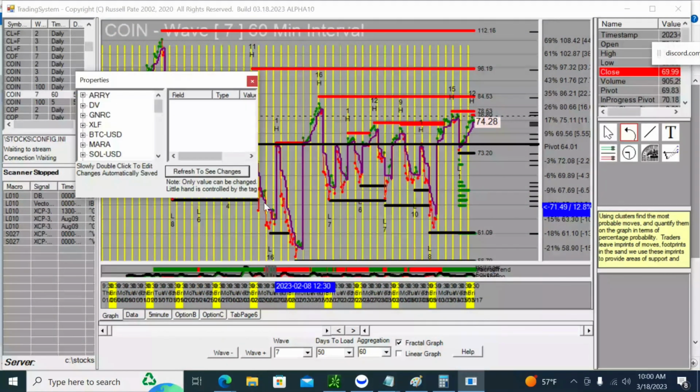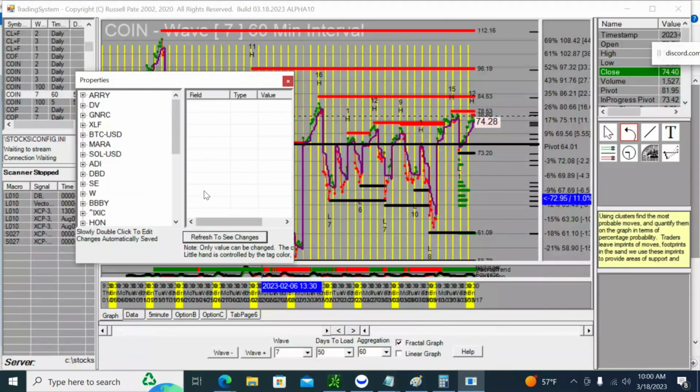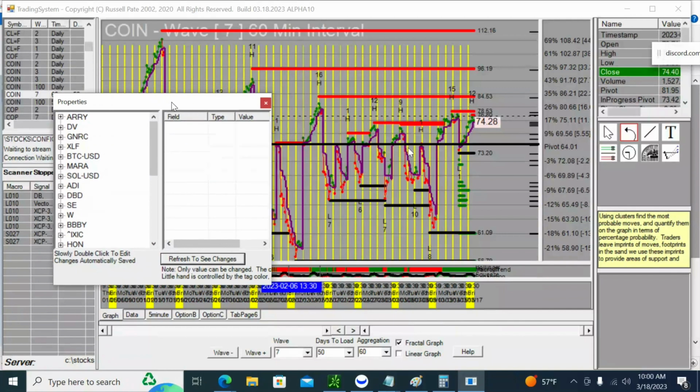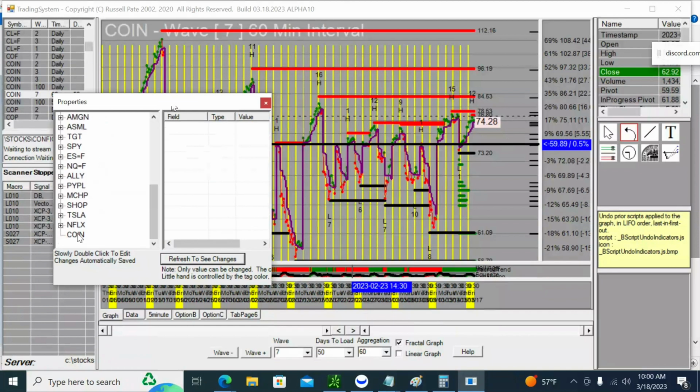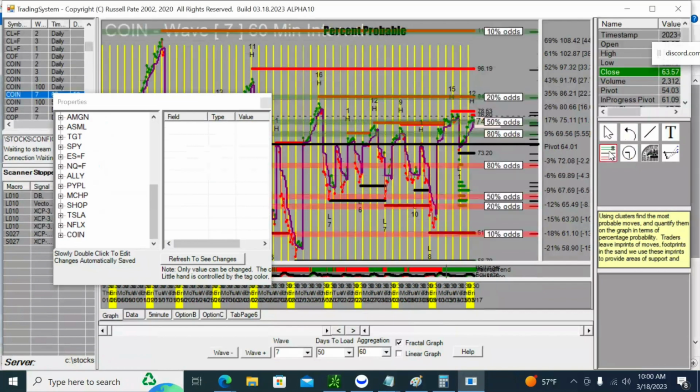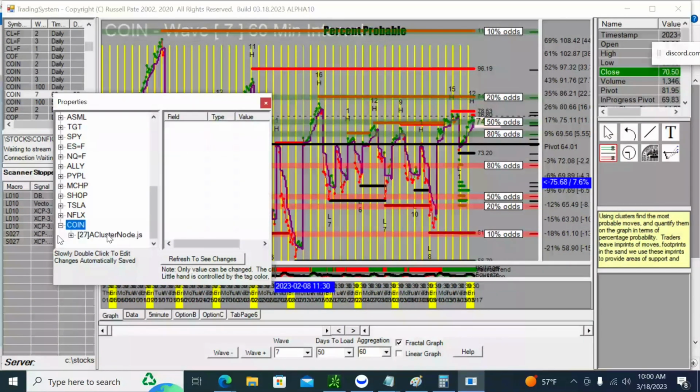I don't know if I've ever gone over this. It's graph properties. Whenever an indicator is put in, the indicator adds properties to the graph. Like coin, there's no indicator put in, but if I click on something, you can see the little plus came on, and it's saying it added the cluster node, which is this. And then here's the values cluster node.